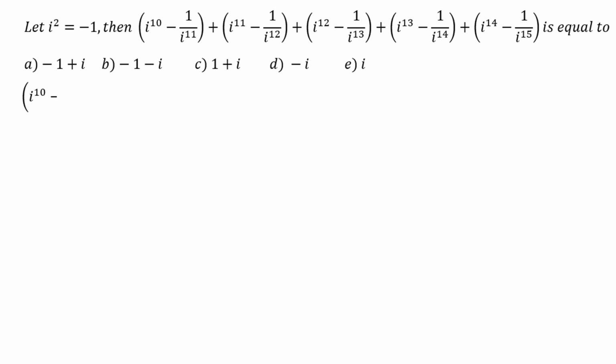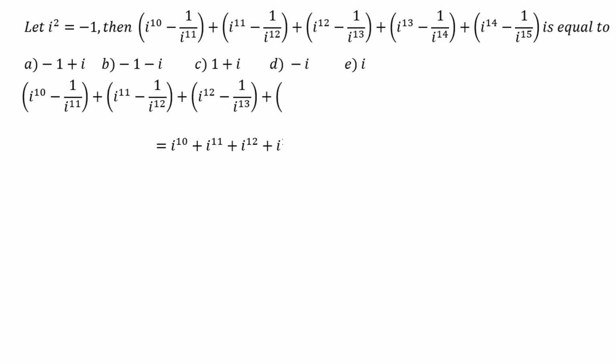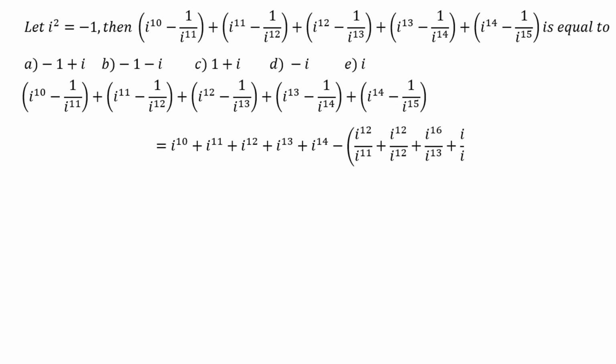Here i^10 − 1/i^11 + i^11 − 1/i^12 + etc. plus i^14 − 1/i^15 can be written as i^10 + i^11 + i^12 + i^13 + i^14. These are the first terms in each bracket minus the second terms in each bracket.